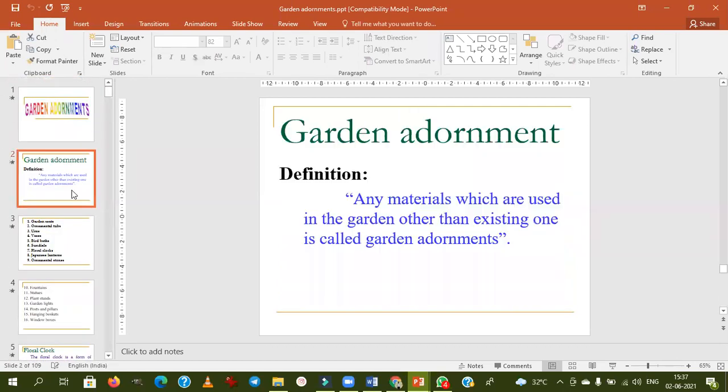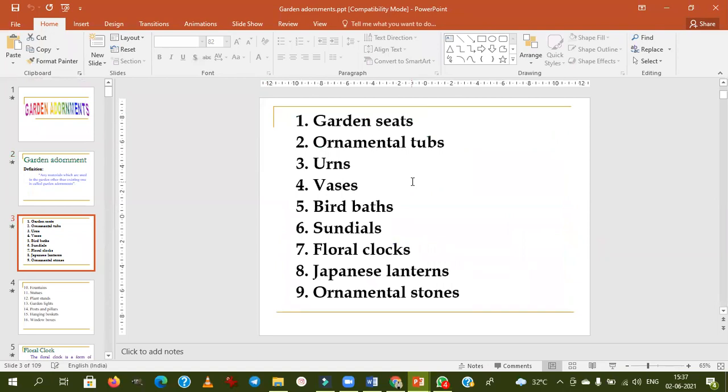Sometimes you will expect questions from the garden ornaments. They will ask which among the following is a garden ornament. They will give garden components, garden ornaments, and many other things. You have to wisely choose the garden ornaments. Okay.